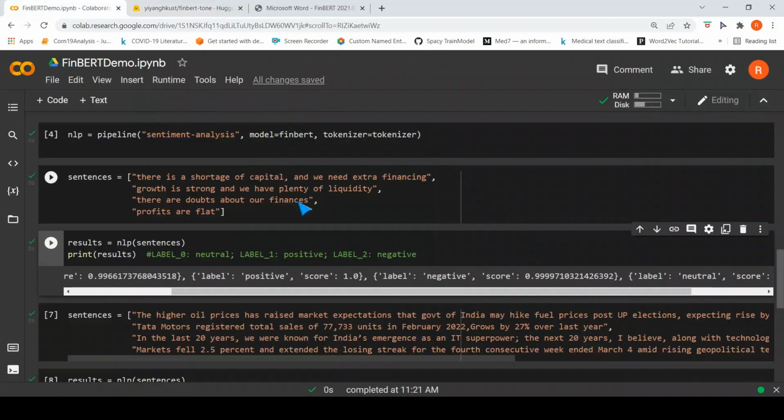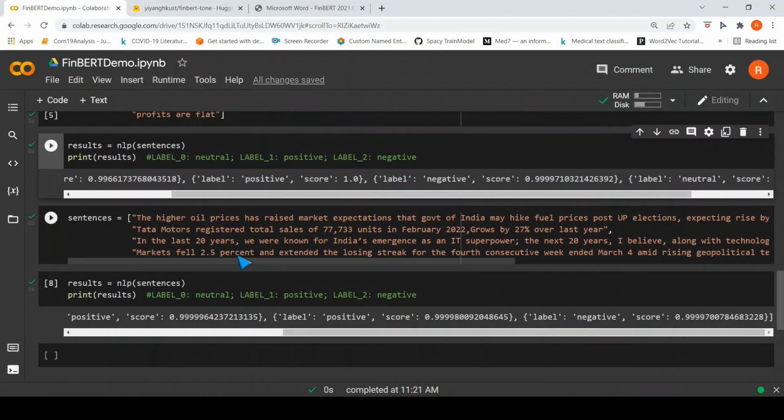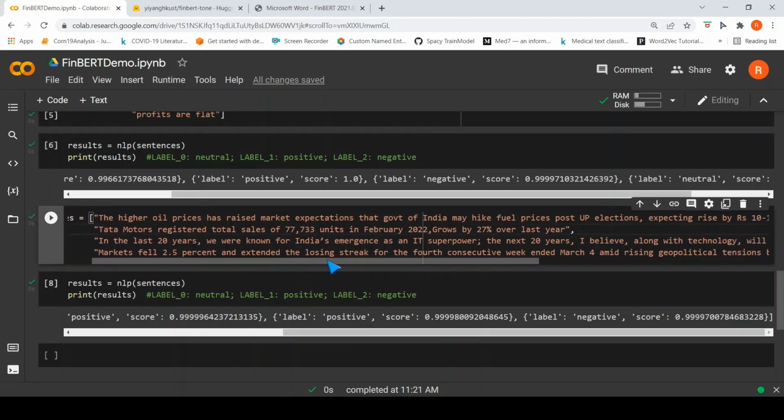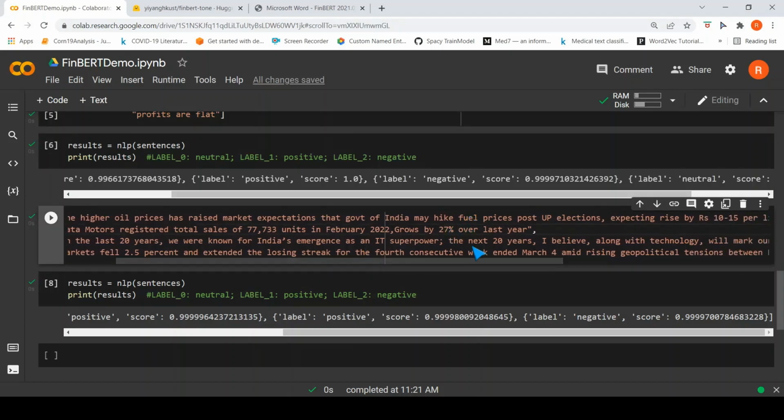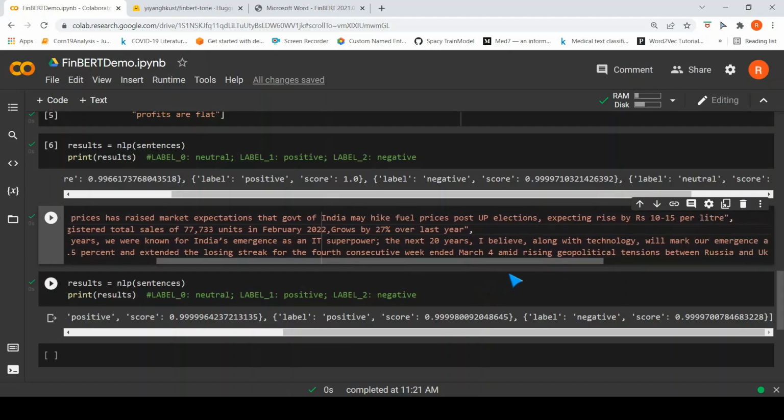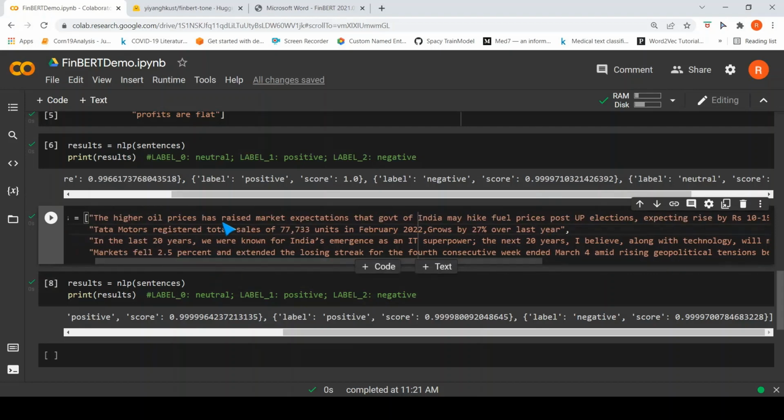Now let me try with some other sentences, some recent sentences with respect to the Indian context. The first sentence is about higher oil prices. Basically the market expects that once the elections are over, the petrol prices are supposed to be higher. So from a context perspective, this seems like a negative sentiment. The second one is Tata Motors registered total sales in February that grew by 27% over last year. Definitely positive sentiment.